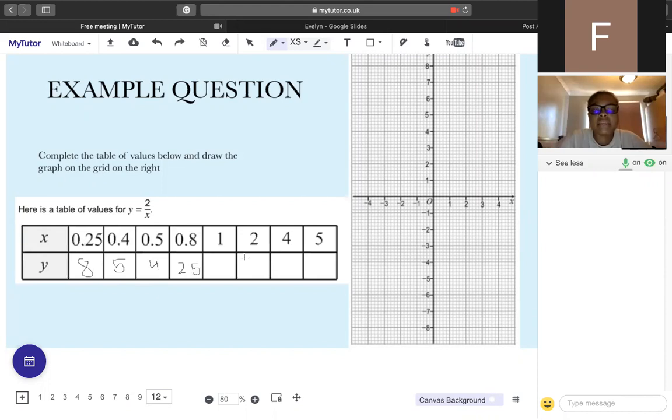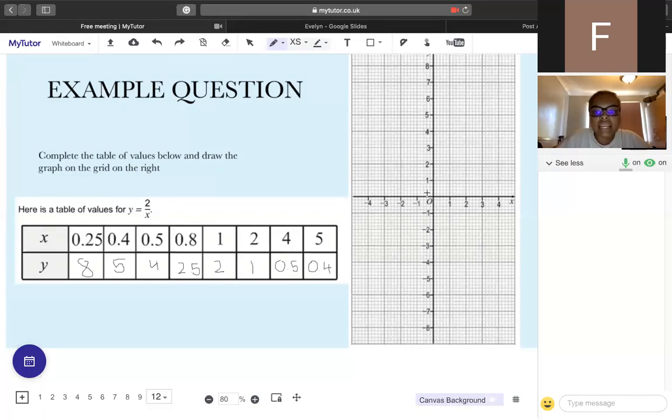Then you do the same thing for 2 divided by 1, which would just be 2. And then 2 divided by 2, which would give you 1. 2 divided by 4, which would give you 0.5. And then 2 divided by 5, which would give you 0.4. So now we've worked out all of our y values for our x values. So all we need to do now is plot our coordinates.